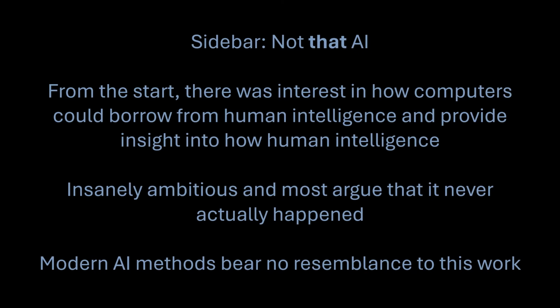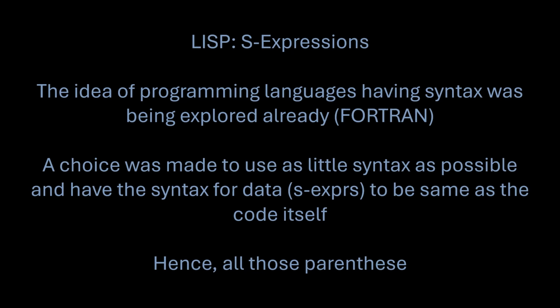So just be aware that the AI now has nothing to do with what started at MIT in the 50s. But a lot of this work around Lisp came around wanting to do work around this idea. Lisp itself is kind of based on the notion of S expressions. So we already kind of knew that programming languages, and the reason they're called languages, is that they had syntax. And so you had things like Fortran that had its own syntax for doing numerical computations, making that easier.